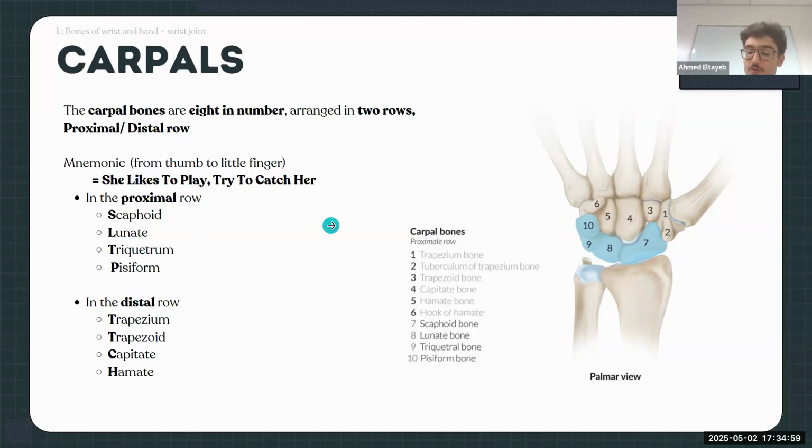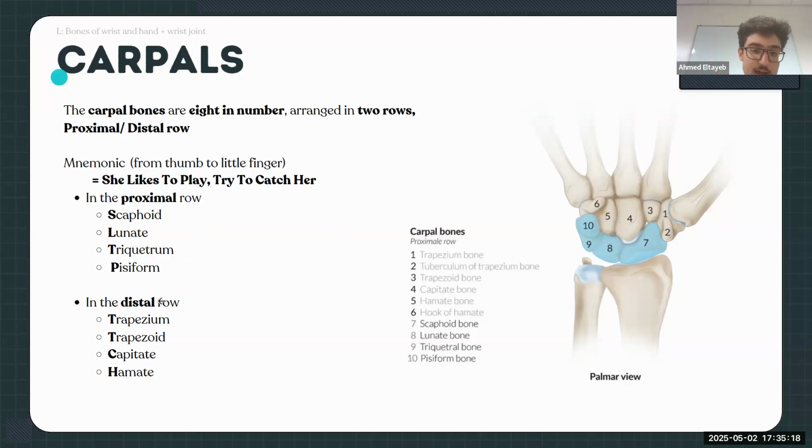Right? And we go from thumb to pinky. So scaphoid, lunate, triquetrum, pisiform. Okay? Then when we go to the distal, she likes to play, try to catch her. So we have trapezium, then trapezoid. And then catch her, so capitate, hamate.